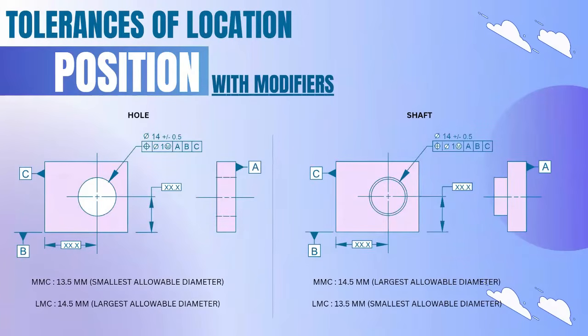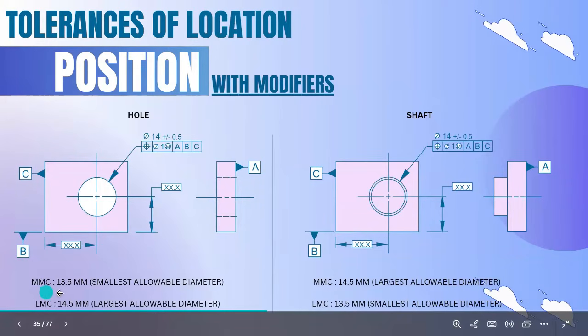Now we're going to see the position with modifiers. Modifiers means we're going to calculate the position with MMC condition and LMC condition. MMC means maximum material condition. LMC means least material condition. For MMC, they will give M. For LMC, they will give L.